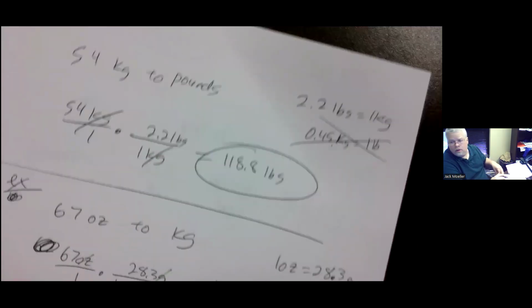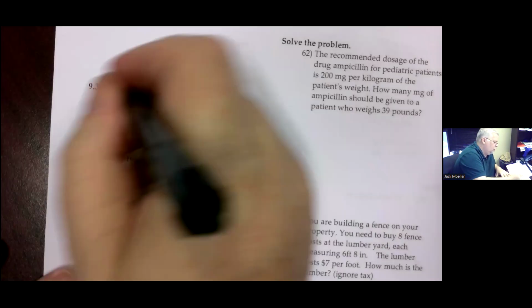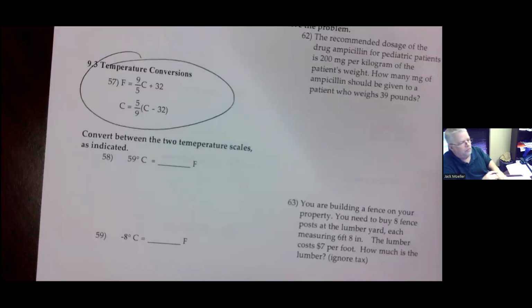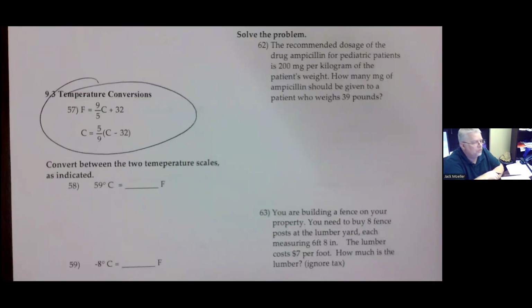Now, the other thing in 9.3 is we're doing temperature conversions. So for temperature conversions, you need to know these two formulas. Now, the formulas are going to be given to you. You don't have to have them memorized. You just have to know how to use them. And notice that there's one for F equals and one for C equals. So how do you know?